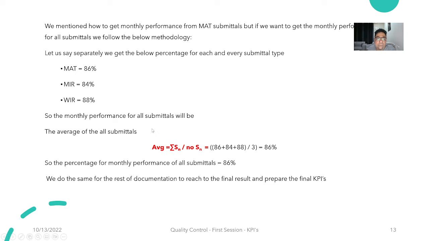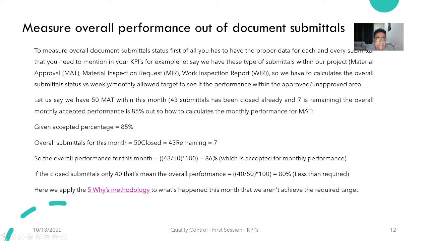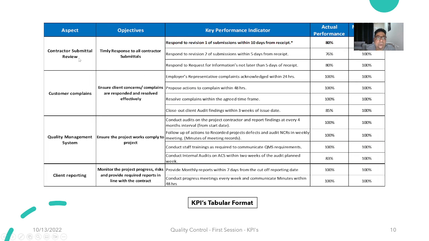So the monthly performance for all the submittals will be the average for all submittals, as you see from this formula here: 86 plus 84 plus 88 over the number of submittals, which is 3 submittals. It gave us 86%. So the first one in the KPI report here for the contractor submittal review, we have 86 here.